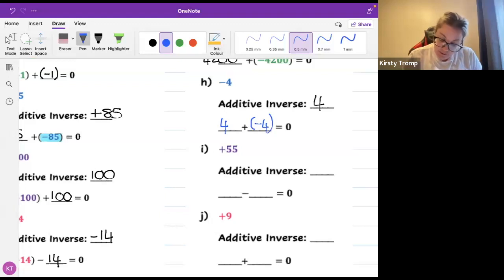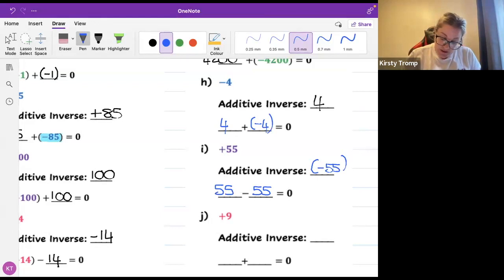Okay, another one of these tricky ones where they threw in a negative here. They give me 55. The additive inverse of 55 will be negative 55. So if I say 55 and I leave my negative sign there, so minus 55, it will give me 0. Okay. All right, moving on.